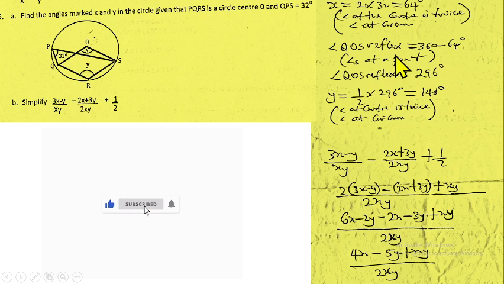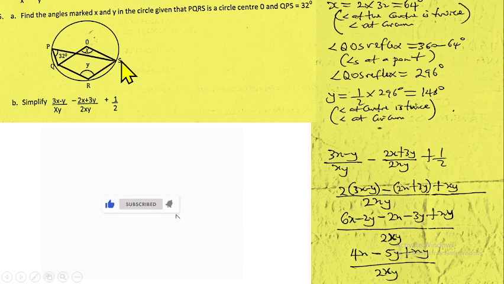Then to get this angle y here, y will be half of this angle here. So y is half of 296, that'll be 148 degrees. Reason being that the angle at the center is twice the angle at the circumference as well. So that's for question number 5A.